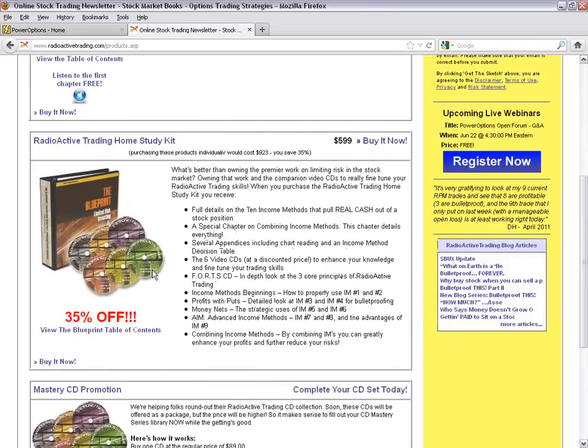Now, in addition to that Foundations of Radioactive Trading 2-hour and 20-minute presentation, there are 5 other Mastery Series CDs that Kurt has put together for you. The 5 CDs are: Income Methods Beginnings, Income Methods 1 and 2, Profits with Puts; Income Methods 3 and 4, the Money Nets; Income Methods 5 and 6, Combining Income Methods; and the Advanced Income Methods, Income Methods 7, 8, and 9. That's all discussed right here. You can see that in the bullet points.